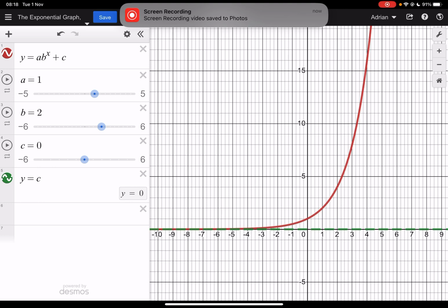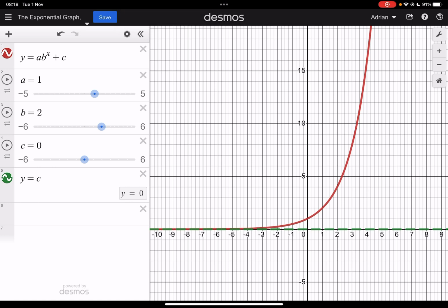So I've got here a Desmos graph of an exponential, and all I want to do is have a little play around and notice some features about what's happening with this exponential graph. So first of all, just explain what the sliders are on the side.